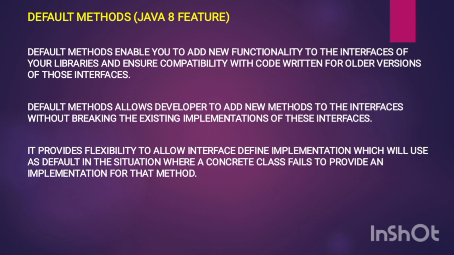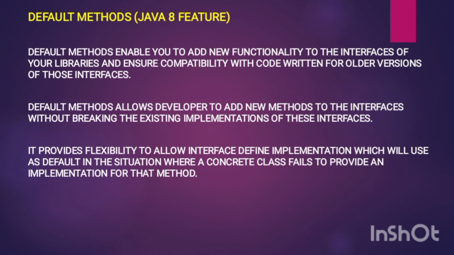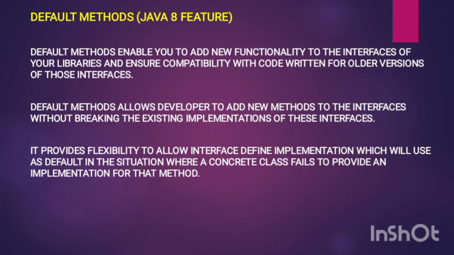For example, think of a vehicle interface with a method honk. In the future, if you decide all vehicles should also have a start engine method, you can define it with a default implementation. Existing classes like car or bike don't need to worry unless they want a custom way of starting the engine. In short, default methods help developers enhance interfaces while keeping old code functional. They bridge the gap between interfaces and abstract classes, making your code more maintainable and adaptable over time.